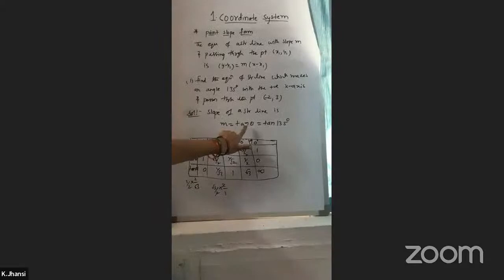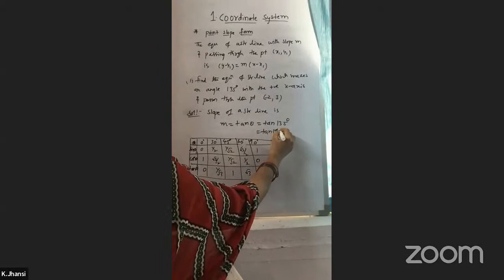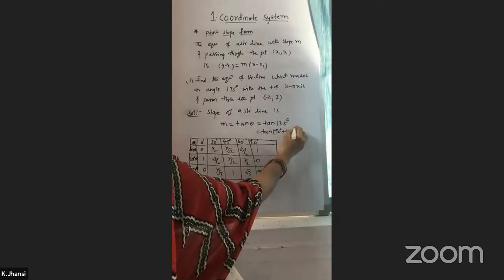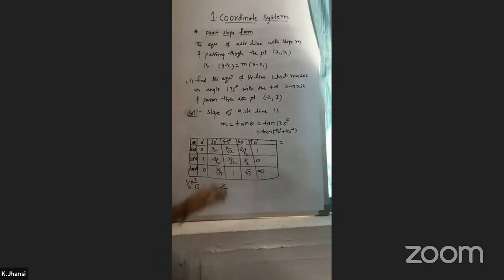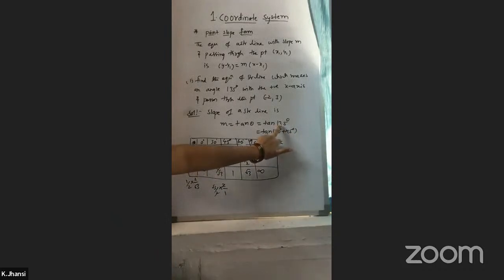Okay. So here theta is there, but 135 degrees is there. So you can write that as 90 plus 45. You can write 135 degrees as 90 degrees plus 45 degrees. If you add, you will get 135 degrees.